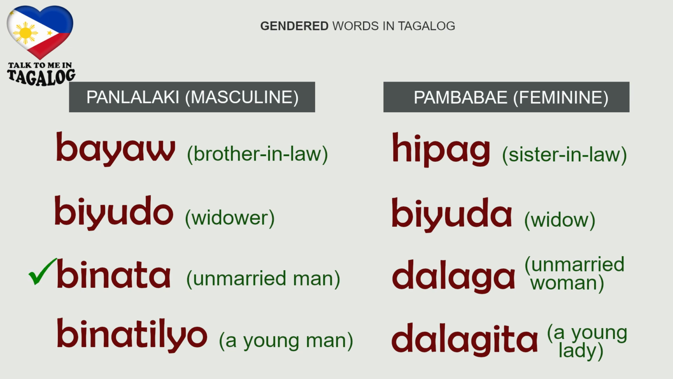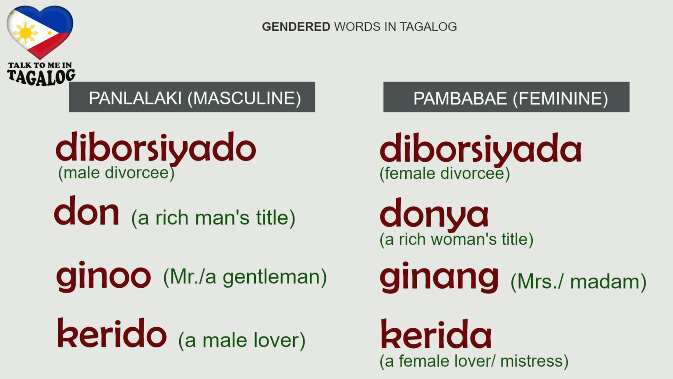Binata. An unmarried man. Dalaga. An unmarried woman. Binatilyo. A lad or a young man. Dalagita. A young lady. Diborsyado. Meaning male divorcee. Diborsyada. Female divorcee.